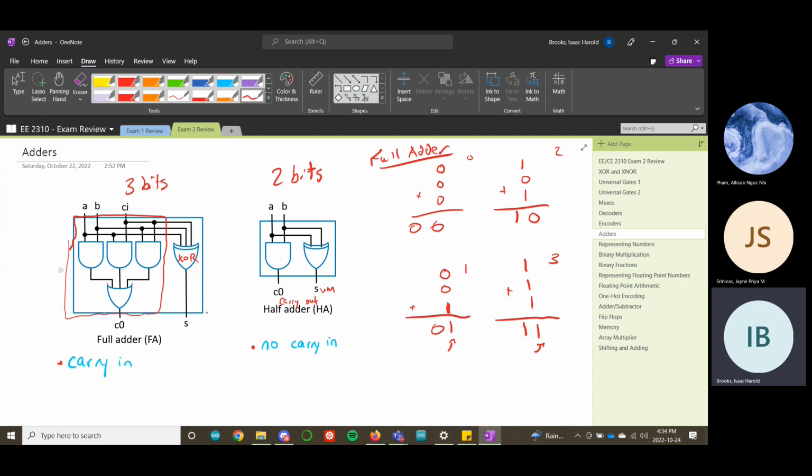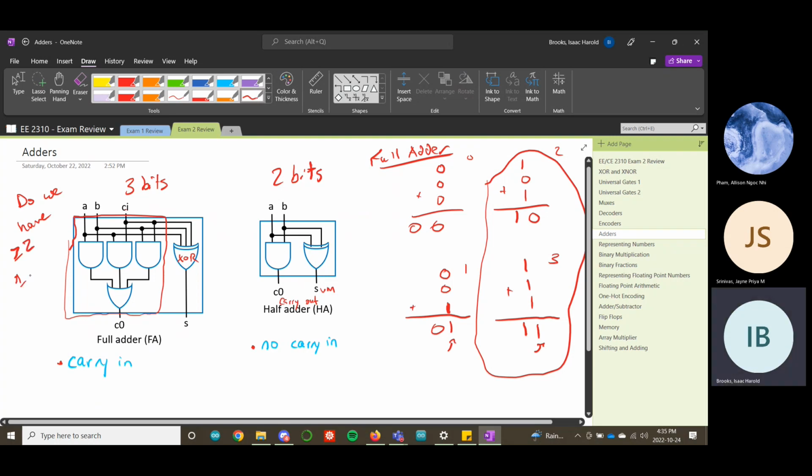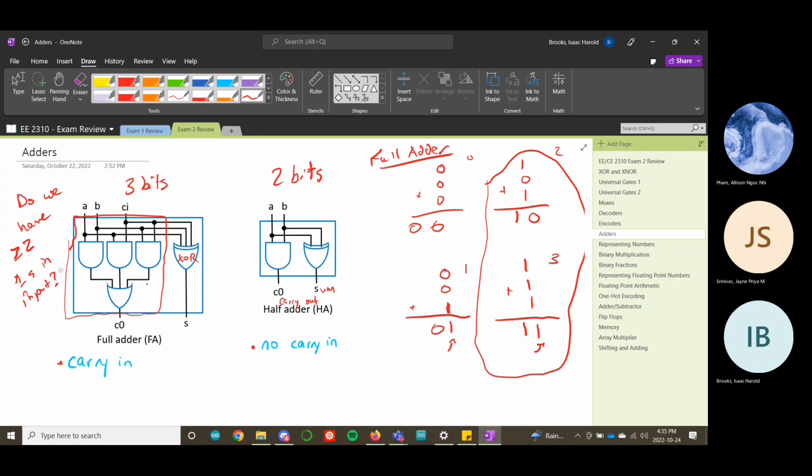Because the carry out bit is 1 in these 2 cases, where we have either 2 or 3. So what this logic is checking for is, do we have at least 2 1s in our input? And that's the carry out bit. And the sum bit is just the XOR. So that's kind of the inside of this full adder.